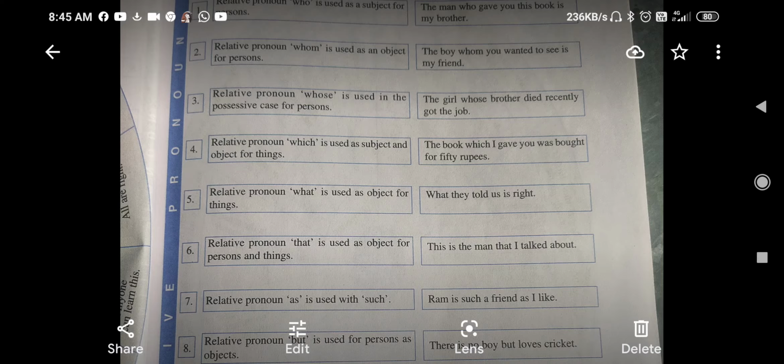Relative pronoun as is used with such. For example, Ram is such a friend as I like, that is, both as and such have to be used together. Relative pronoun but is used for persons as objectives. For example, there is no boy but loves cricket.